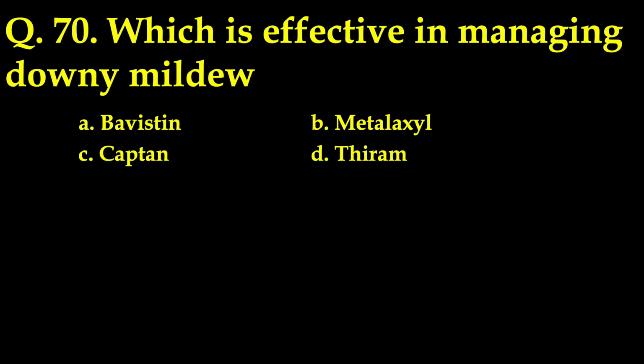Next question is on, which is effective in managing downy mildew? The options were Bavistin, Metalaxyl, Captan, and Thiram. The correct answer is Metalaxyl.